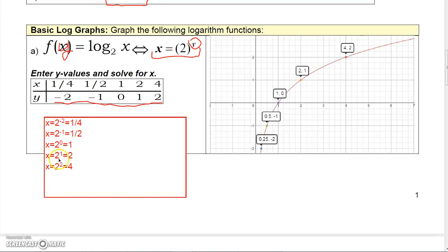And if y is 1, x would be 2 to the first, which is 2, and if y is 2, x would be 2 squared, which equals 4. So that's how I get these x values in the table.